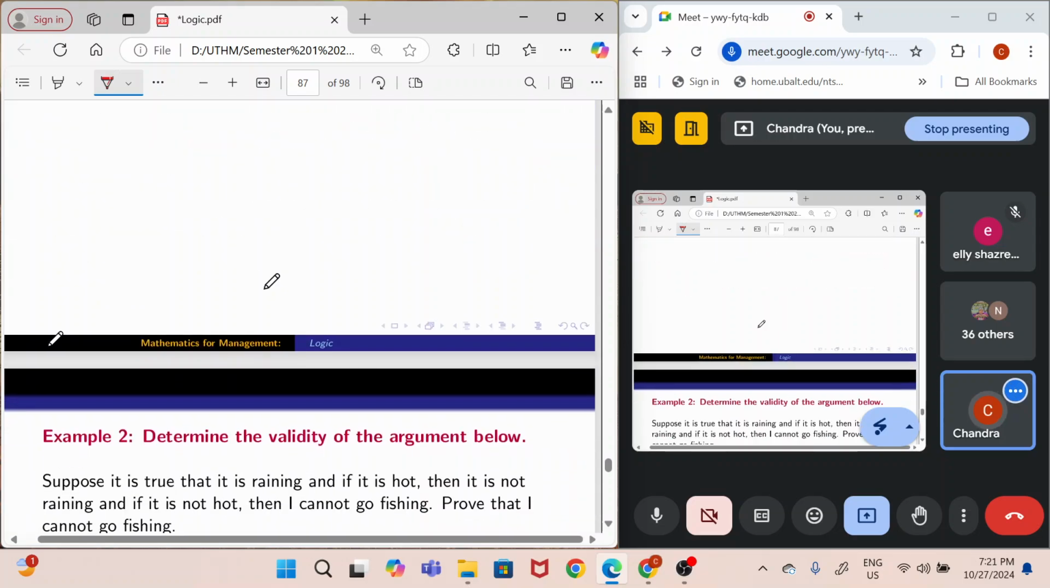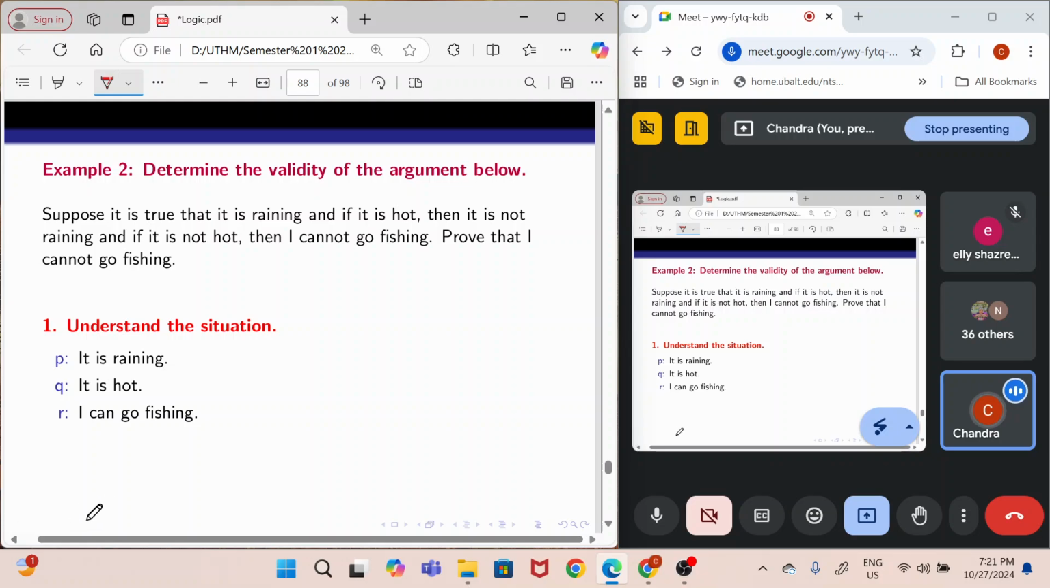So first of all, what is the first step? First step, you have to understand the situation. Okay, you have to write this. P is it is raining, Q is it is hot, R is I can go fishing. You have to write like this first. I identify all the simple arguments first. Now the second one is we have to give a symbol.